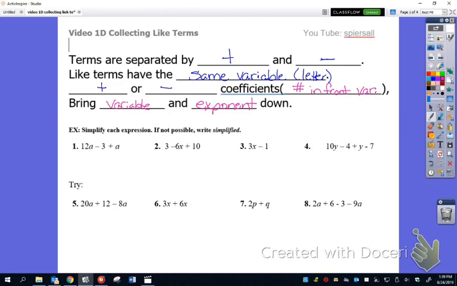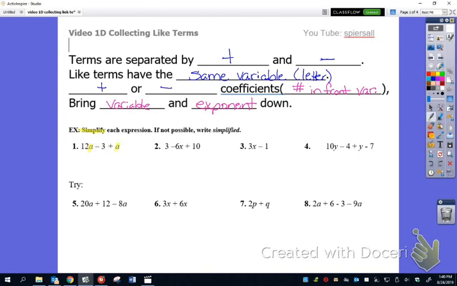So look at number 1. It says to simplify. Now, when you simplify, that just means that any operation that you can do, you do it. If it's not possible, you're going to write simplified on there. So get out a highlighter. We want to see on number 1 which letters are the same, if there are any letters. There is an A here and there's an A here. So those letters are the same.